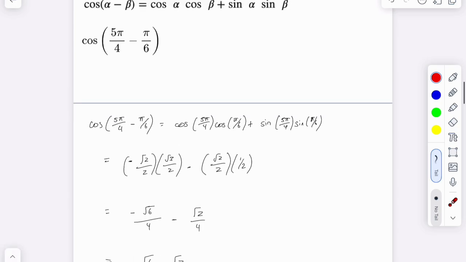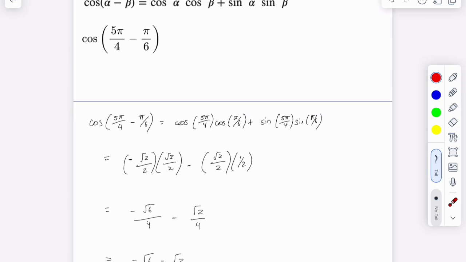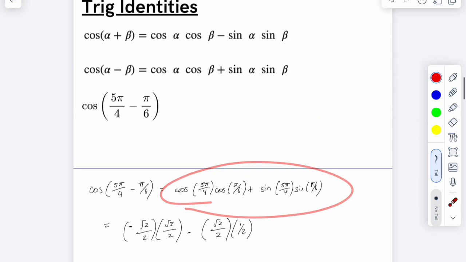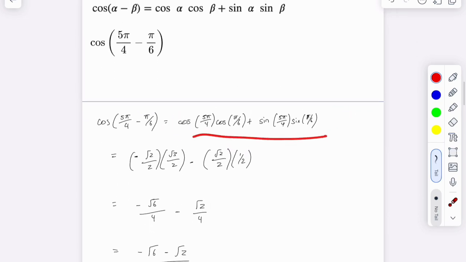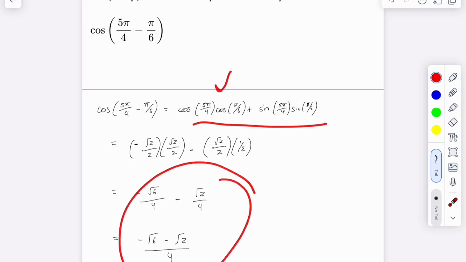So this is not complicated. It's not something you need to get in the exam, but it just demonstrates this identity well. We've expanded, we've subbed in, and we've simplified.